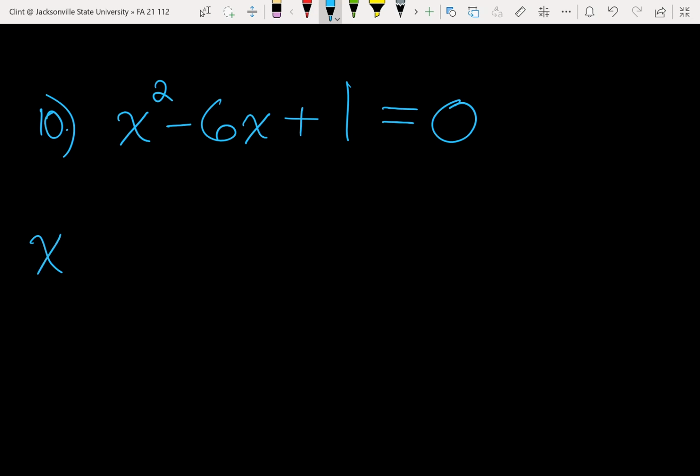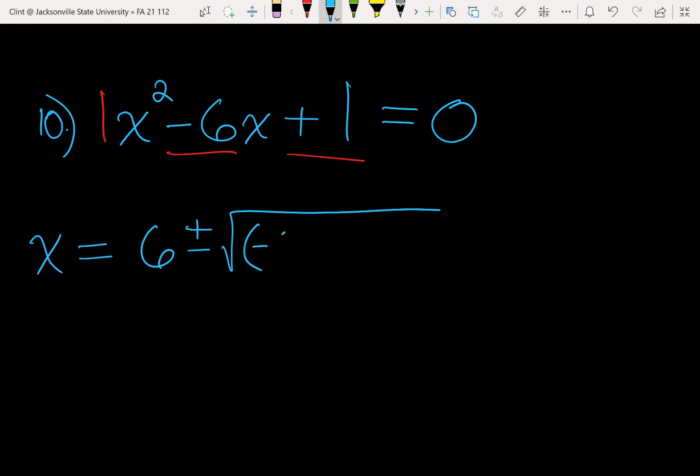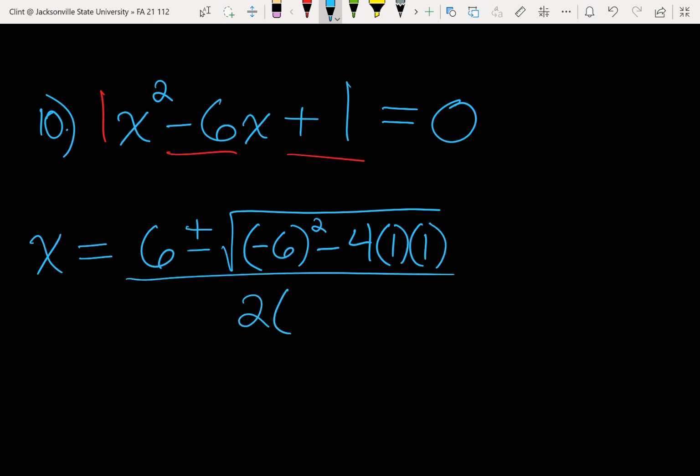So we've got A of 1, B is negative 6, C is 1. So we have the opposite of B, so positive 6, plus or minus square root of B squared. Be careful with the sign here. If you're putting it in the calculator, you need parentheses around that, since it's a negative number when you square it. Okay, and then minus 4 times A times C. That part's a little easier, at least. All over 2A.